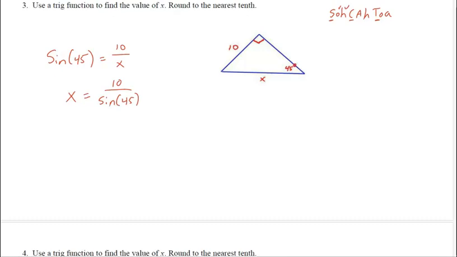So now we'll go to our calculator and we'll do 10 divided by, hit the sine button, and then put 45 in parentheses. And to the nearest tenth, that's going to be 14.1. So x is 14.1 units. We don't know what those units are.